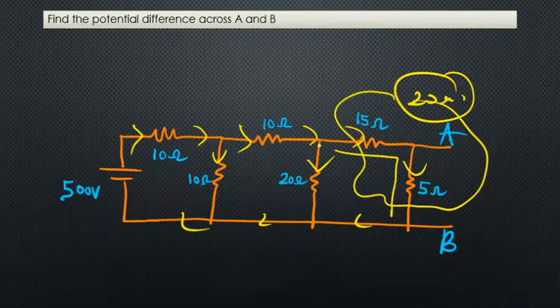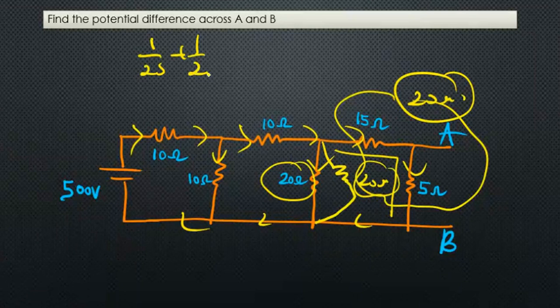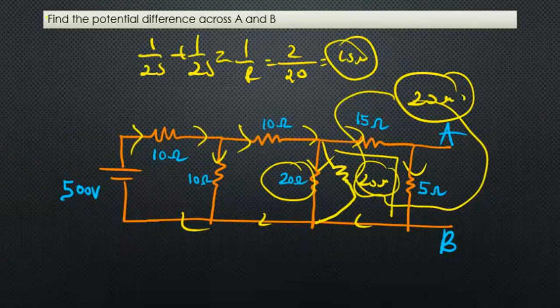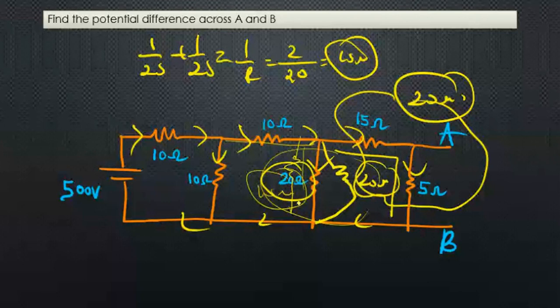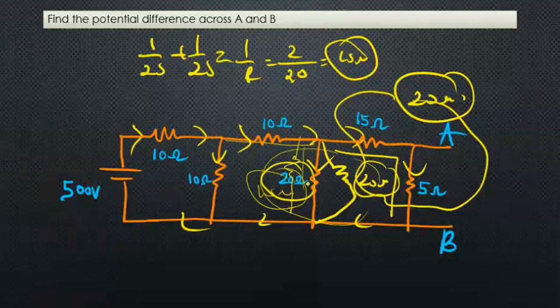So we have 20 ohms that is parallel to this 20 ohms. Adding 1 over 20 plus 1 over 20, these two are parallel, that equals 2 over 20. Taking the reciprocal, we get 10 ohms. So when we add these two, we get 10 ohms. Then here we have 10 ohms, and again 20 plus 10... This 10 and this 10 are again in series, so 10 plus 10 is 20.